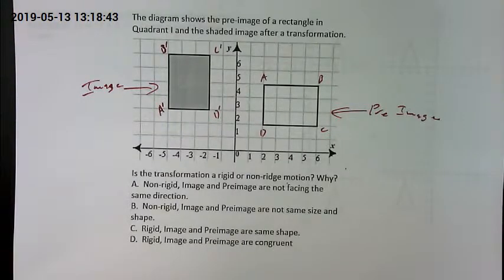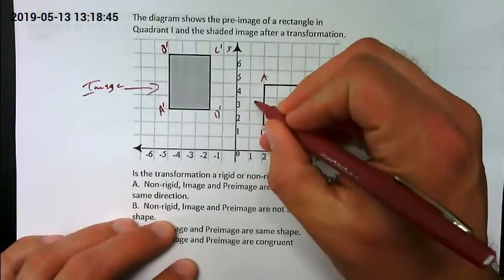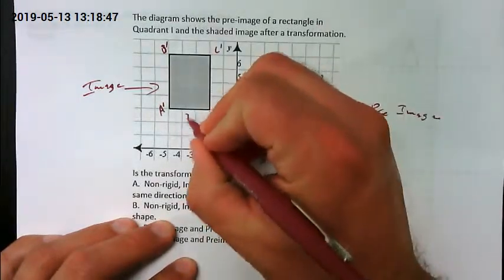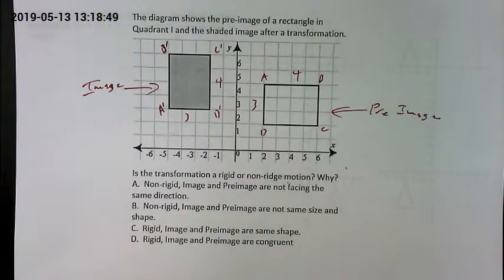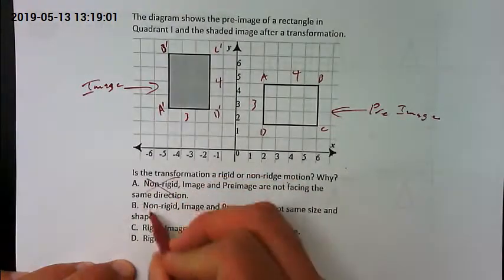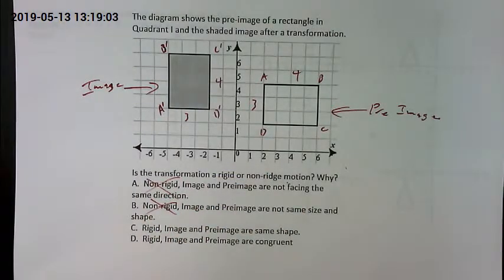It's a rotation. So if I look at the dimensions here, this is 3 and this is 4. This is 3, this is 4. The fact that it's turned doesn't matter. Again, it's the same shape, same size. It is congruent. So now, if you look at C and D, they both look like good choices. These two say non-rigid, so those are out. But the first one there on C, it says the image and pre-image are the same shape.